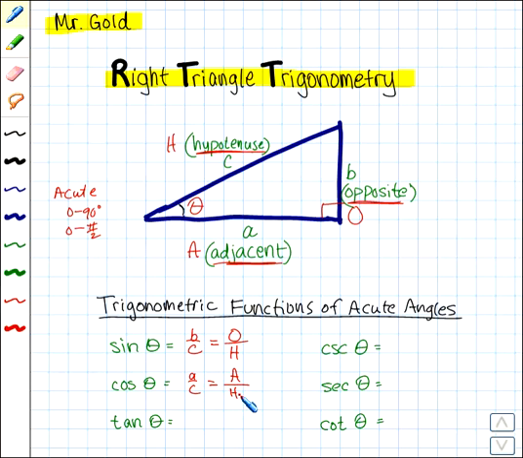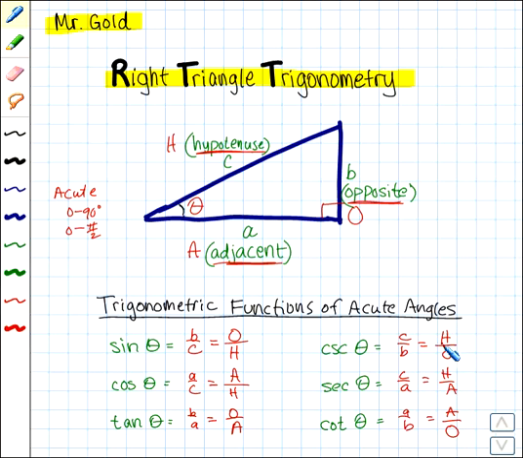side over the hypotenuse. Tangent of theta would be the opposite side over the adjacent side, or B over A, or opposite over adjacent. The cosecant of theta would be C over B, or the hypotenuse over the opposite. The secant of theta would be C over A, or hypotenuse over adjacent. And finally, the cotangent of theta would be A over B, or adjacent over opposite.